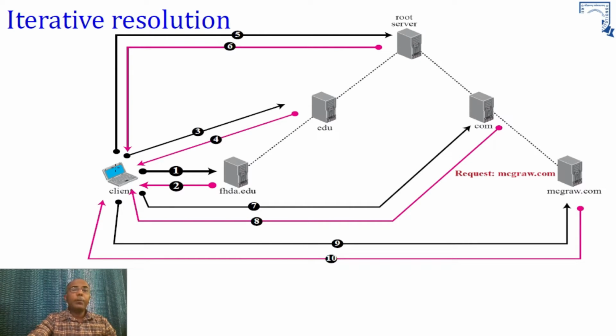The client keeps on checking the next server one by one until it finds the correct node. Once it has found the correct node, that node sends the response as the IP address where we have to connect. This is known as iterative resolution, one by one.